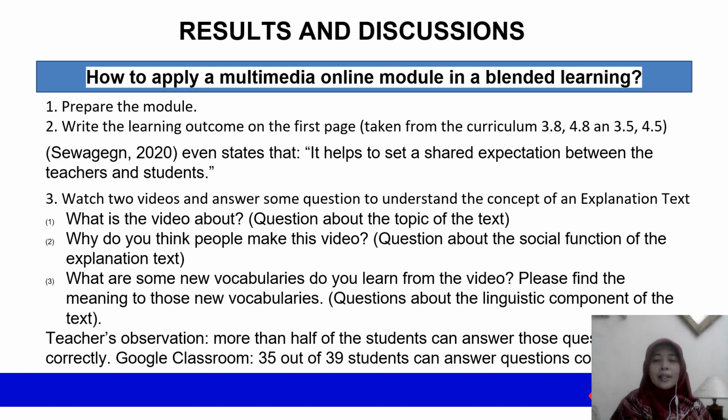And this is taken, of course, from the learning outcome 3.8 in the curriculum. And based on the teacher's observation, more than half of the students can answer those questions correctly. And in the Google Classroom, it is shown that 35 out of 39 students can answer the questions.